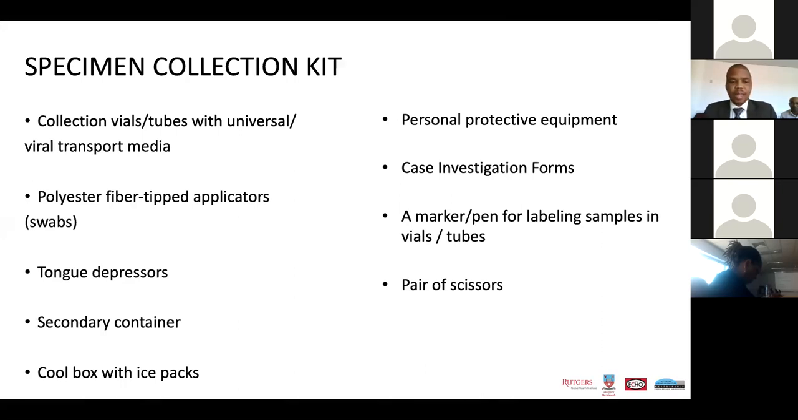And I see I've not included also the case reporting form. It is important that this form is also completed because it is one of the forms that helps us to initiate even the surveillance processes. We need a marker, of course, for labeling the samples in the vials and the tubes. You need a pair of scissors. You need tongue depressors. You need a secondary container. Of course, you need a cooler box with ice so that you can contain the samples.